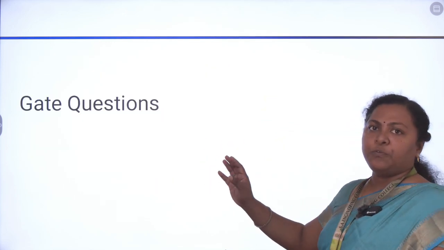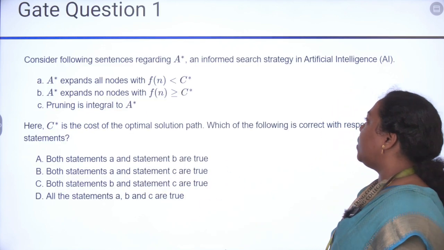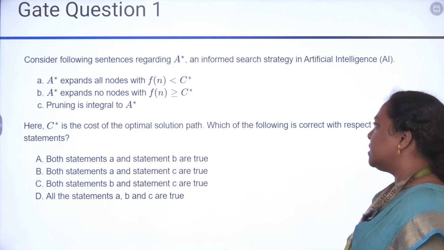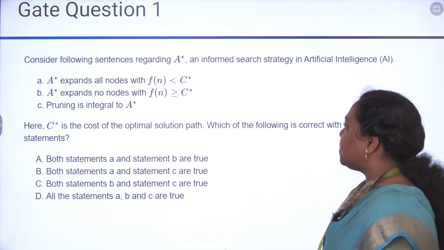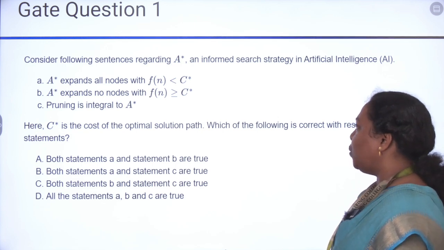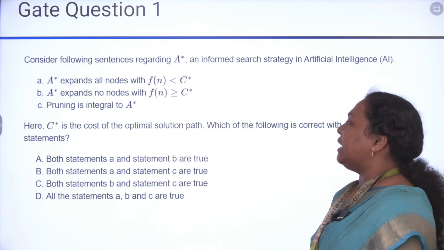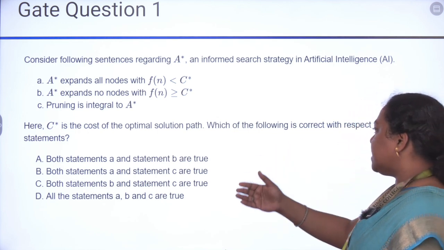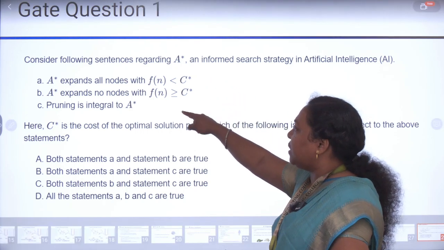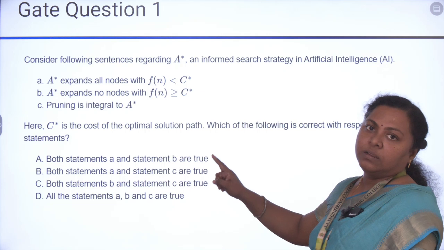Now we will discuss a few GATE questions. In the first question, it is given: consider the following statements regarding A star and informed search strategy in artificial intelligence. The first option is that A star expands all the nodes with f(n) less than C star. A star expands no node with f(n) greater than or equal to C star, and pruning is integral to A star. As we have discussed before, the first statement satisfies the condition, and pruning also satisfies the condition. So statements A and C are true.